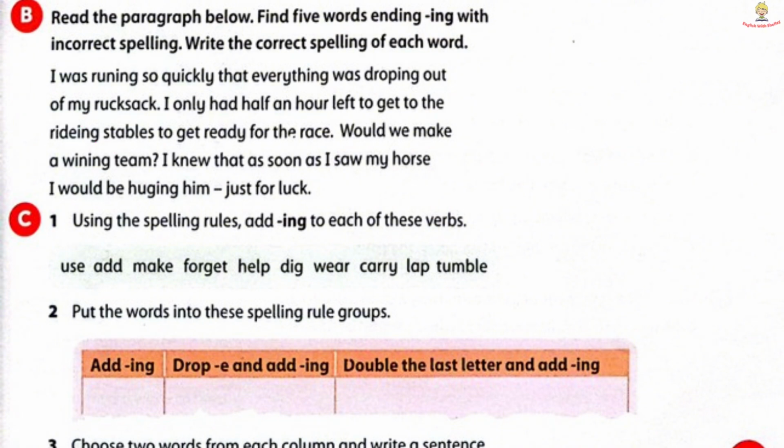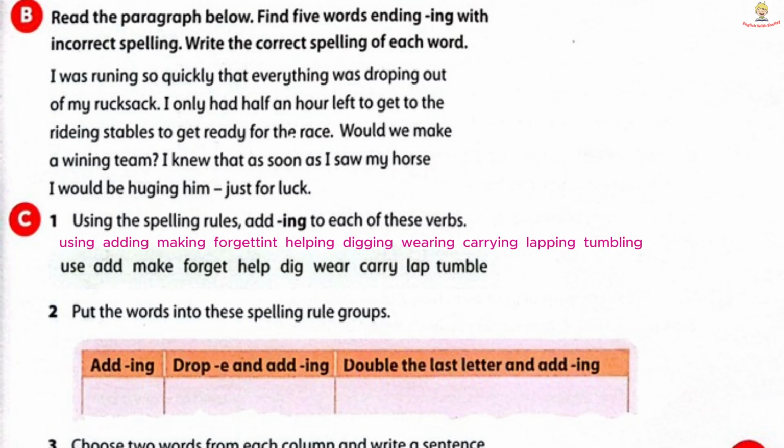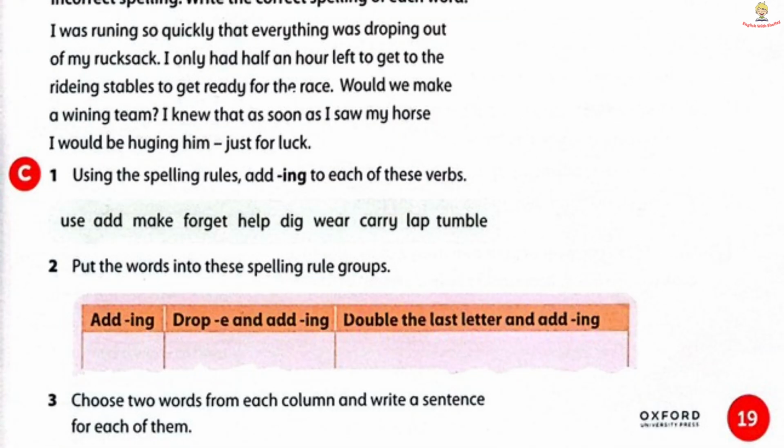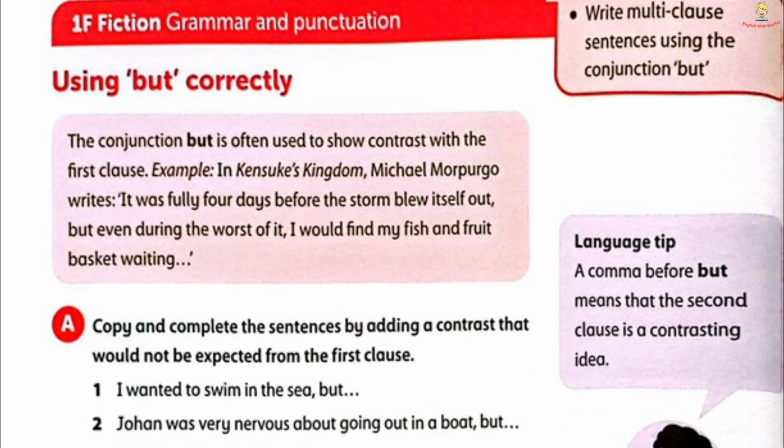Part C. Using the spelling rule, add ing to each of these verbs. So these are the verbs we have to add ing to. Put the words into these spelling rule groups. In the first group, you add ing to the root word. Then you write those words where you drop the e and then add ing, and then in the third column you add those words in which you double the letter and add ing. Last part, choose 2 words from each column and write a sentence for each of them. So here are the sentences. Now move to the next page.